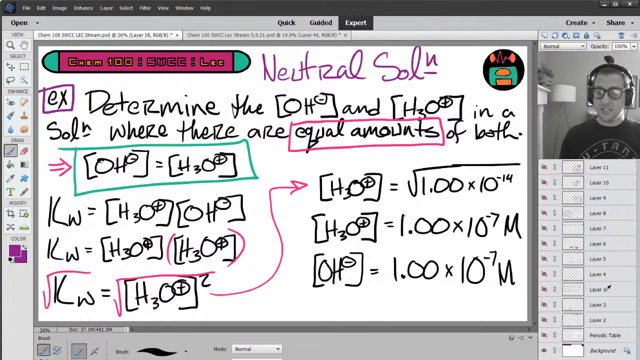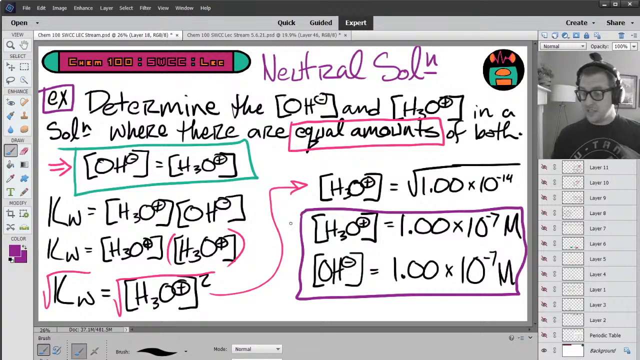A solution is neutral when it does not favor acid or base, that acids and bases are present in the same amount. That's what it means to be neutral. So notice, it doesn't mean that there are no acids and there's no bases. It just means they're both present in the same quantity. All right? That is what it means to be neutral.